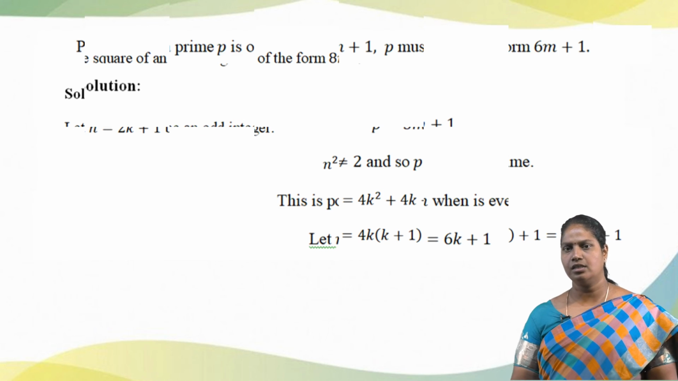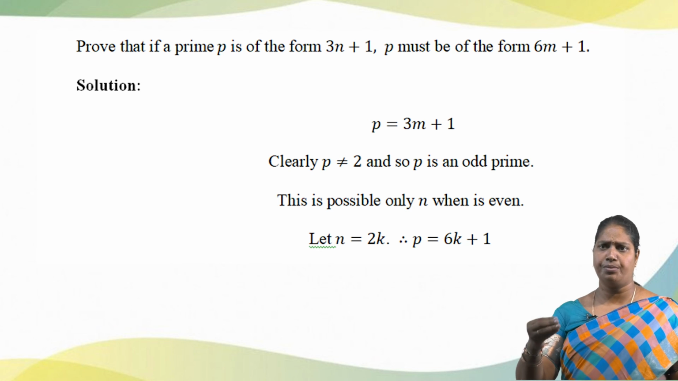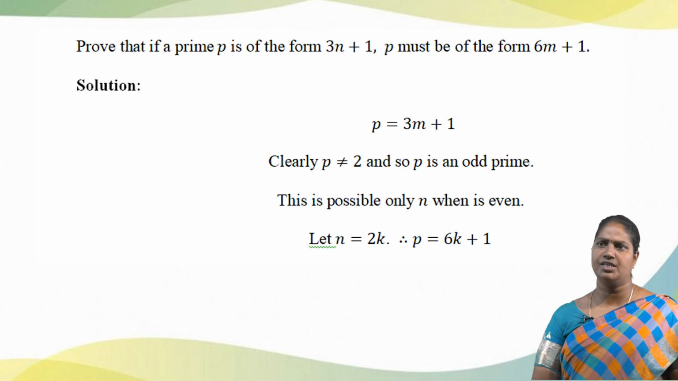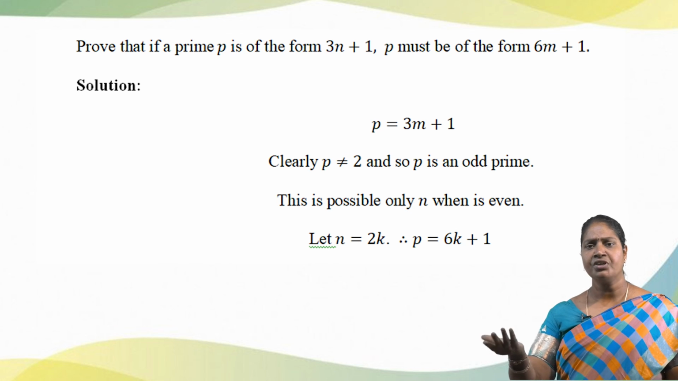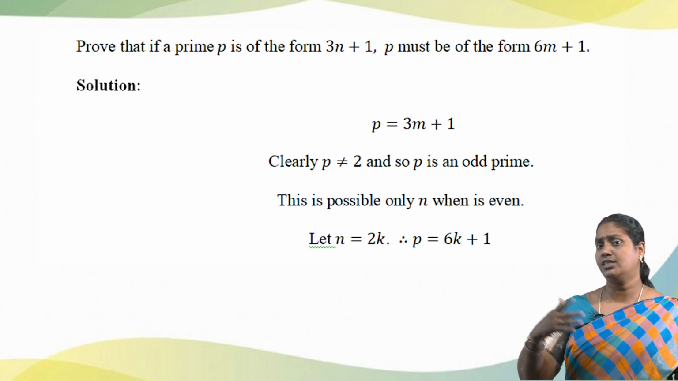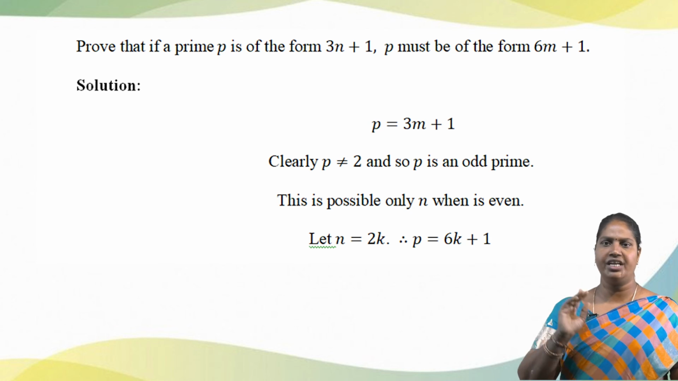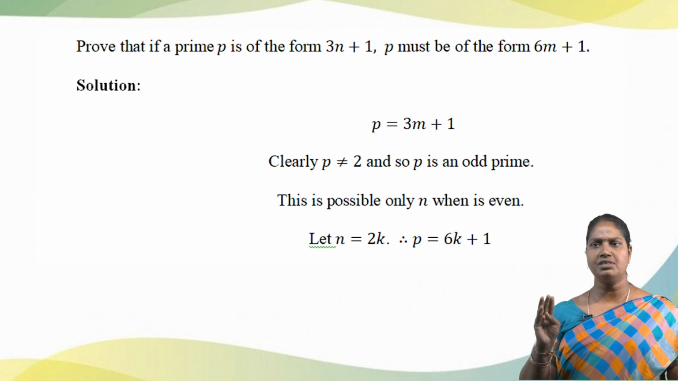Next, prove that if p is a prime of the form 3n plus 1, then it must be of the form 6m plus 1. We already saw a result that if p is greater than 3, then it should be of the form 6m plus 1 or 6m plus 5. Here we are saying that if p is a prime of the form 3n plus 1, it should be of the form 6m plus 1.